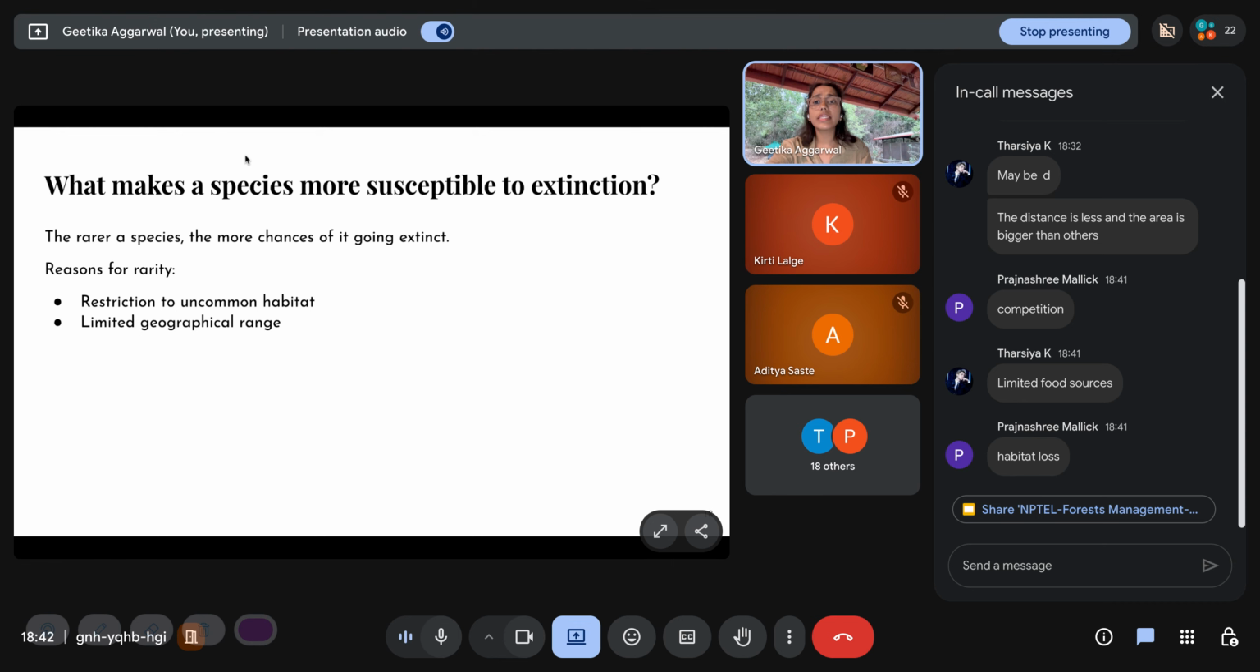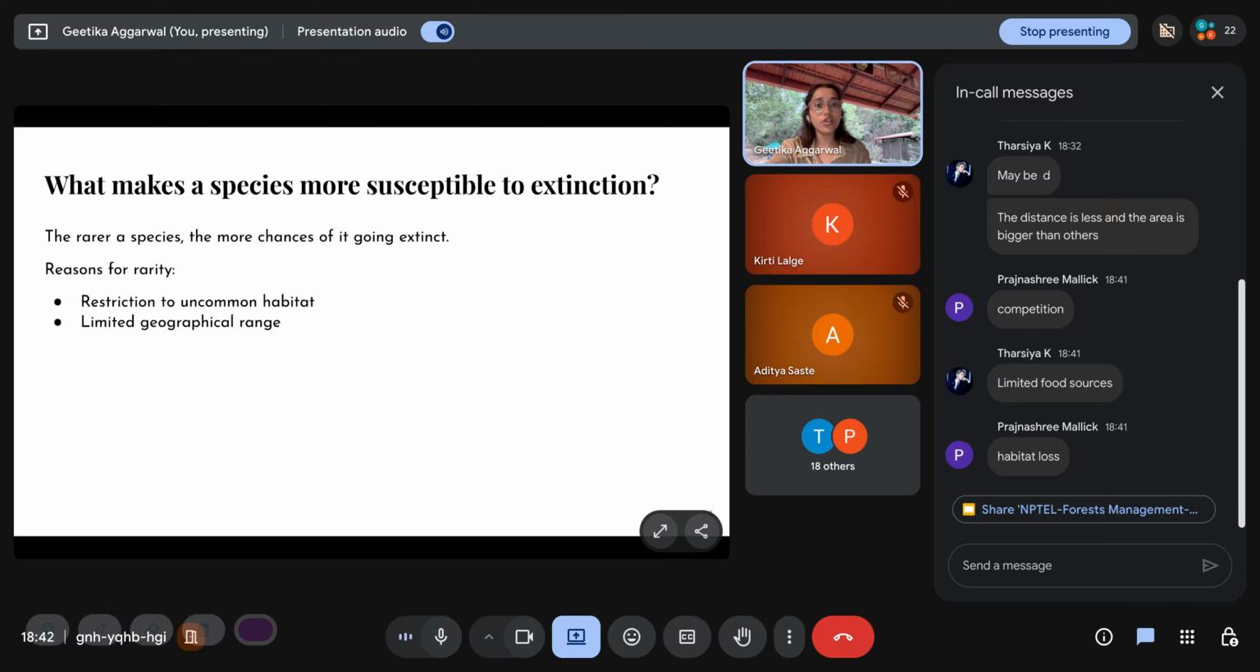Another thing could be that it has a very limited geographical range. So, for example, like we talk about endemic species, some species are only found in the Western Ghats and they're not found anywhere outside of the Western Ghats. Then in a global sense, that's a very limited geographic range.